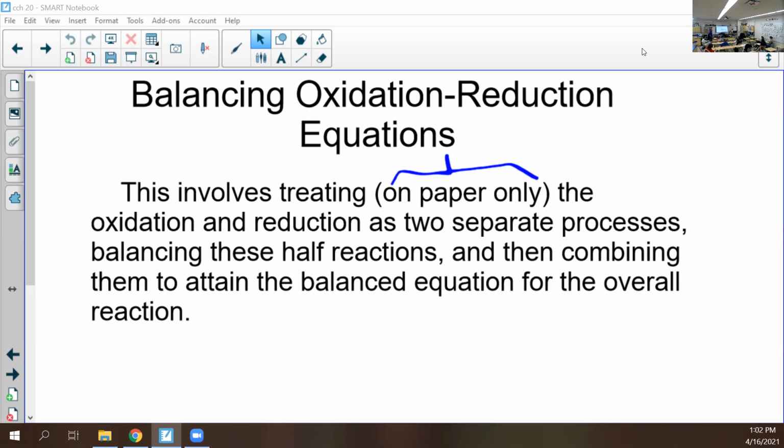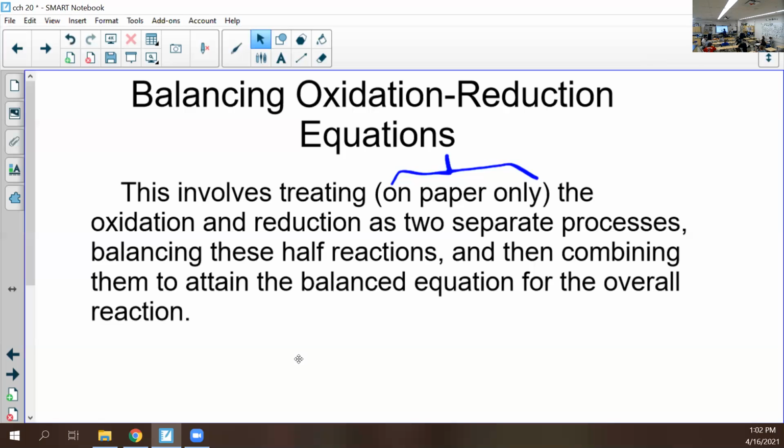We're going to balance oxidation and reduction reactions. Oxidation and reduction reactions are kind of ugly and really hard to balance. So there's a ton of information about to come at you. When you balance an oxidation reduction equation, it involves treating, on paper only, I love how they emphasize that, the oxidation and reduction as two separate processes. Balance these half reactions and then combine them to attain the balanced equation for the overall reaction.